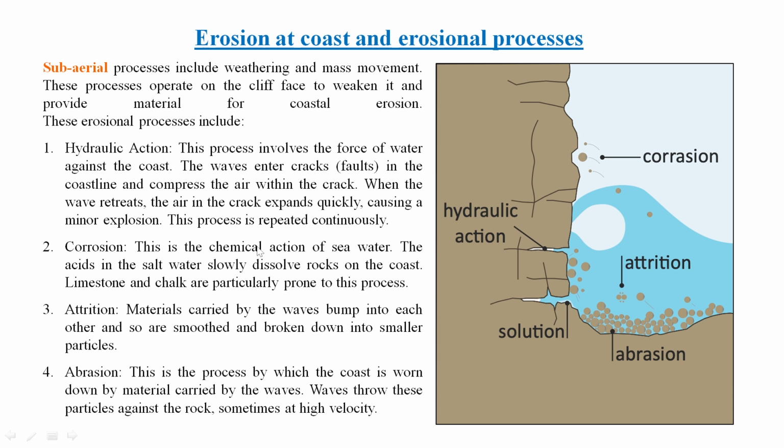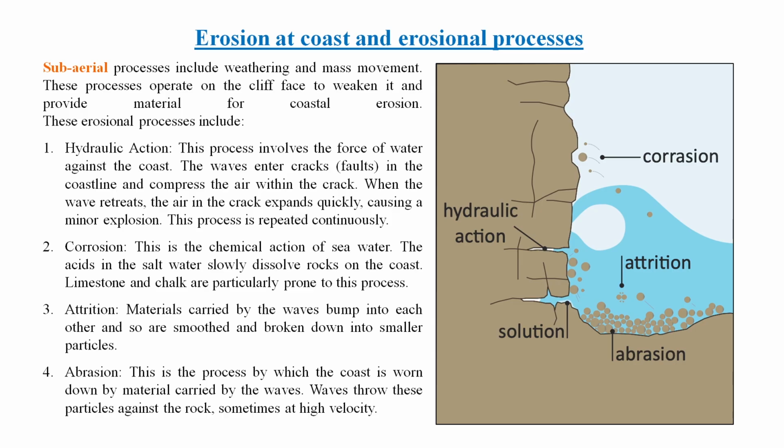Then you have the process of corrosion. This is the chemical action of the seawater. The acids in the salt water slowly dissolve rocks on the coast like this, and limestone and chalk are particularly prone to this process, because you remember from our discussion on sedimentary rock that limestone is a chemical or biochemical non-clastic rock. So obviously limestone will also be more prone to different chemical reactions, and as the main constituent is calcium carbonate, that's why it reacts with the seawater very quickly.